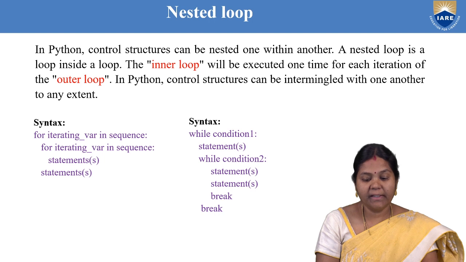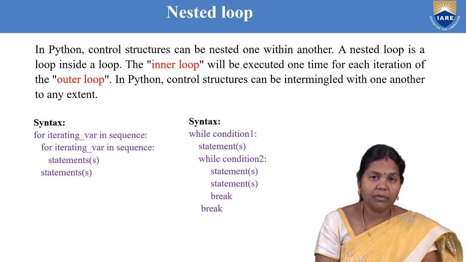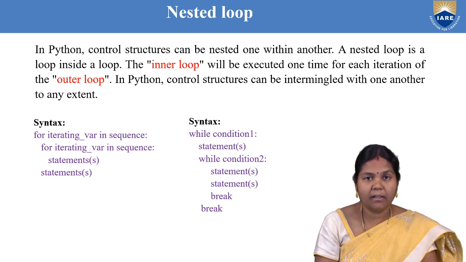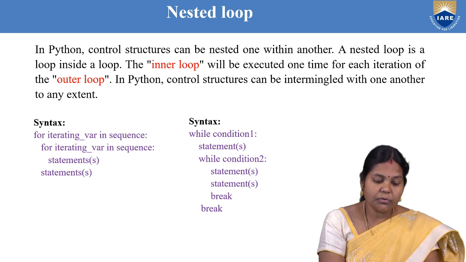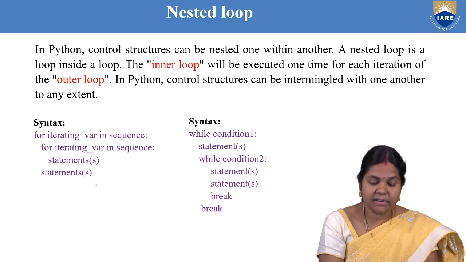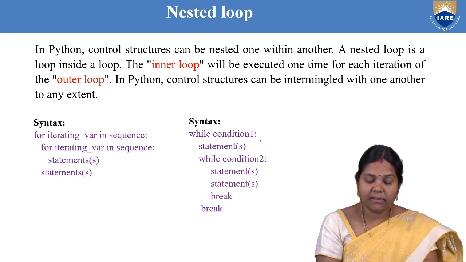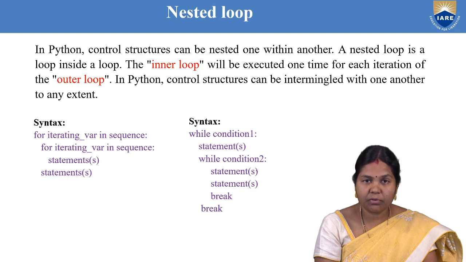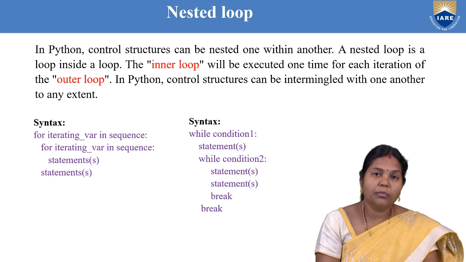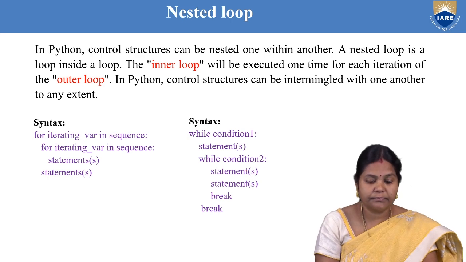The inner loop will be executed one time for each iteration of the outer loop. So you can do nesting according to your choice. Both the loops can be intermingled and nested. You can see one syntax over here where a for loop within a for loop is written. The inner loop is executed for one iteration of the outer loop. And similarly, in the syntax on the right hand side, while within while is also written. So you can combine loop within loop to any level of nesting.